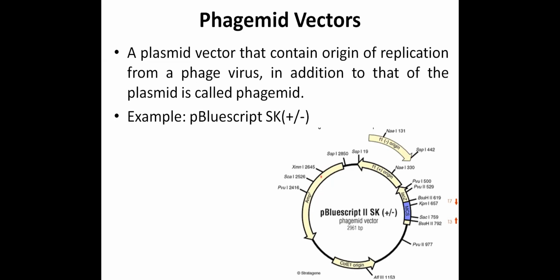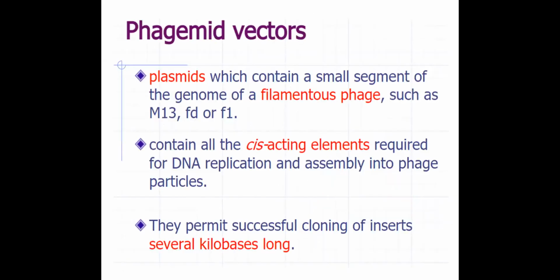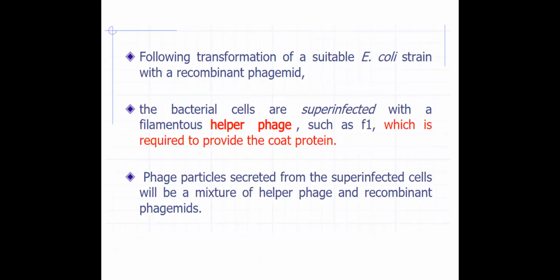Okay, so with the help of phasmid vector, what is the advantage? The same molecule can contain the small fragment of phage like M13, FD or F1. Okay, and it is required for the DNA replication and assembly of your vector into the phage particle, and it allows the cloning of large DNA fragments.